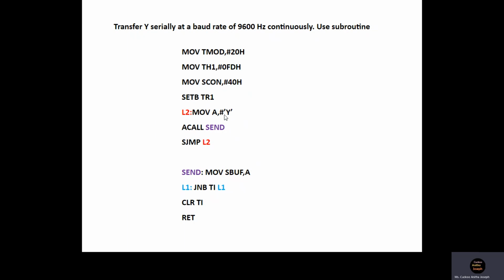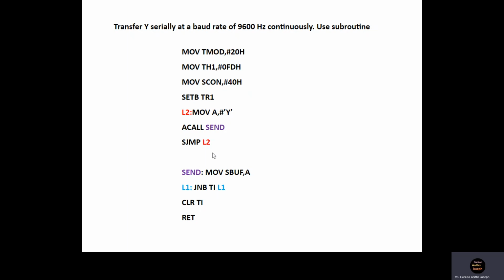First, you have to copy the ASCII code of Y into the accumulator, and call send. Then you have to copy the ASCII code of E into the accumulator and call send. Then you have to copy the ASCII code of S into the accumulator and call send. And these three steps should be repeated continuously. So if the program is to transfer a small word continuously, then you have to include the step where you copy the byte into the accumulator in the continuous loop. That's why this program has been written in this manner.